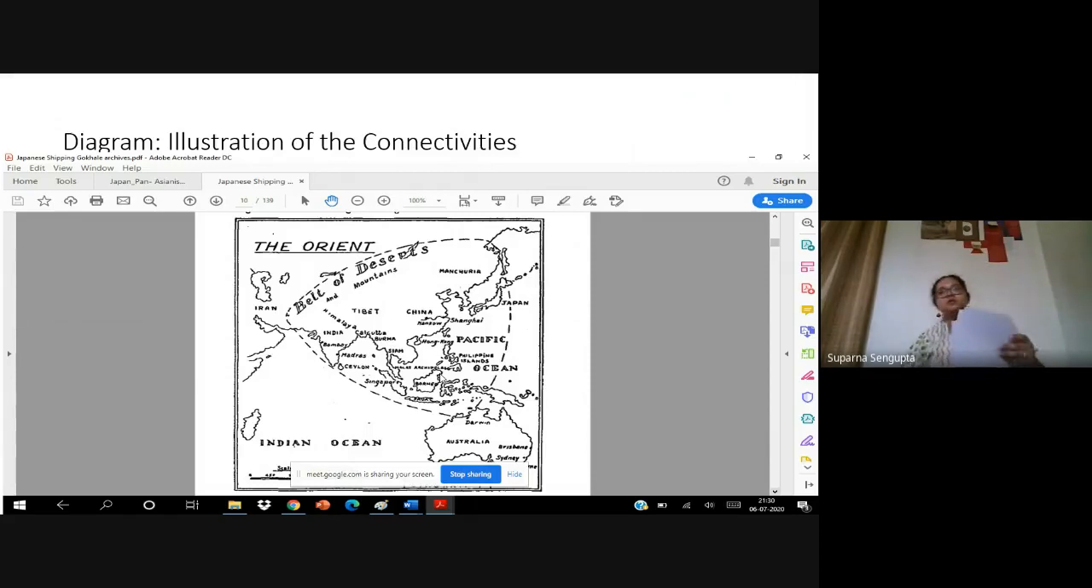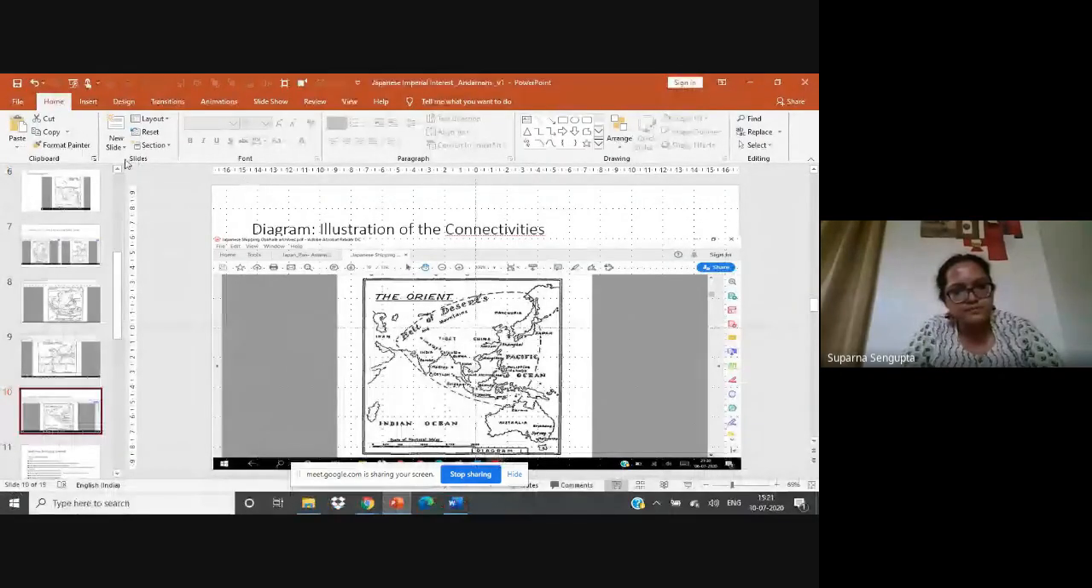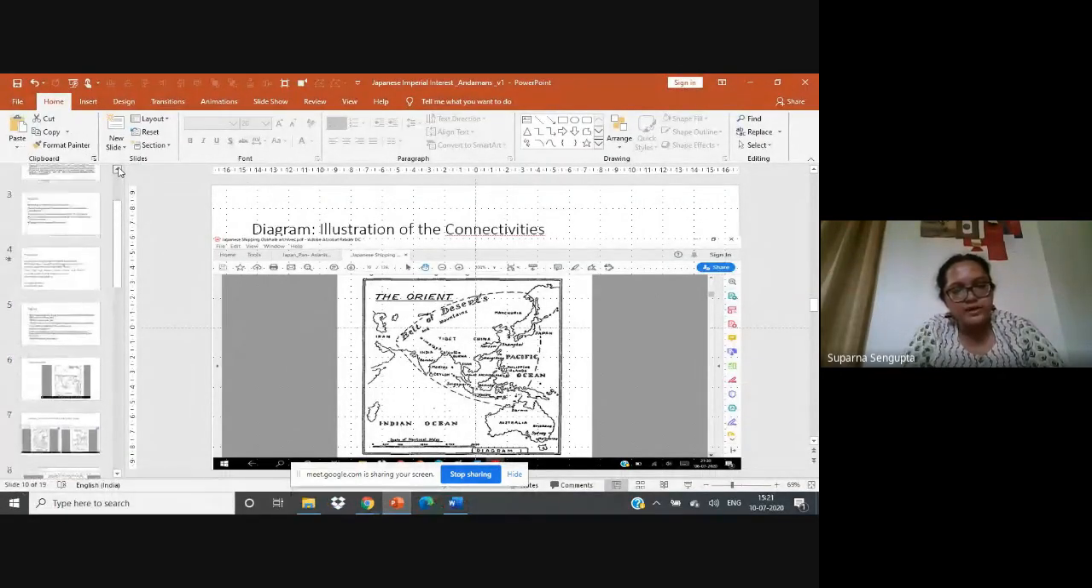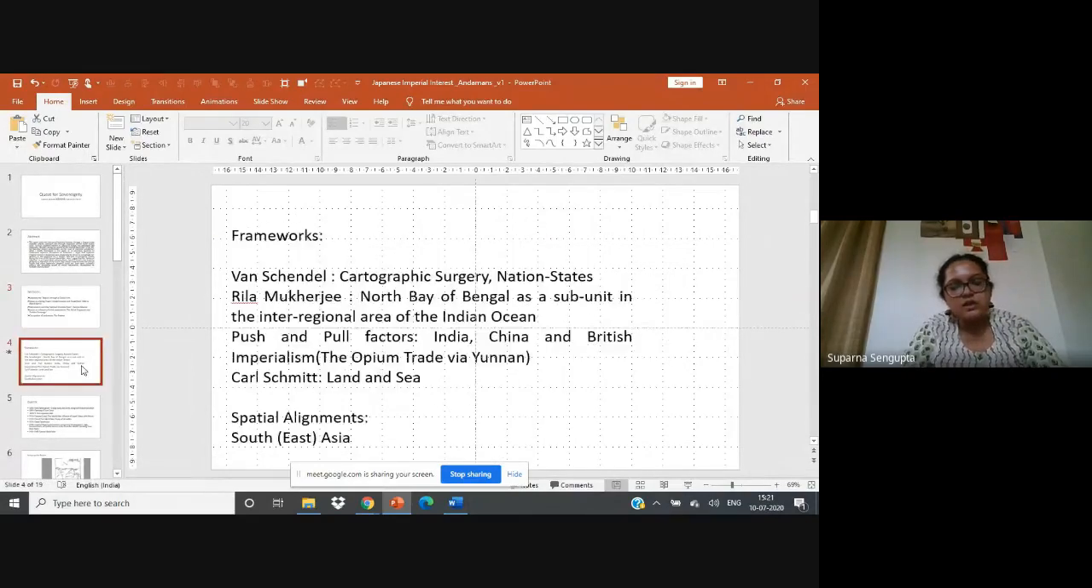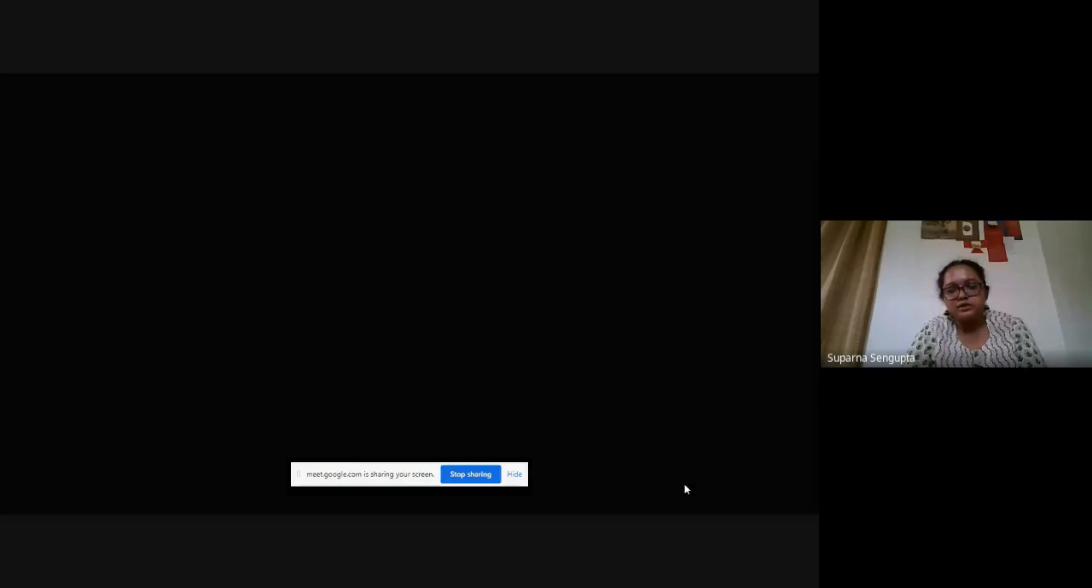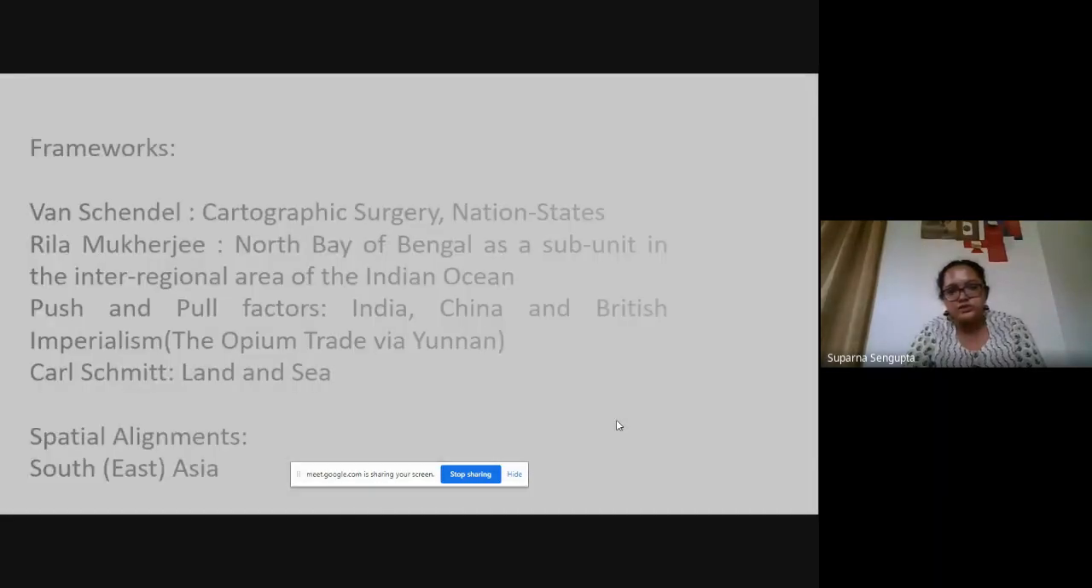of the region. So, as I go along with the presentation, I have drawn upon several frameworks of various scholars, which includes names of Van Schendel, who had introduced this beautiful concept of cartographic surgery, which confines our studies to certain areas and territories of the nation states.